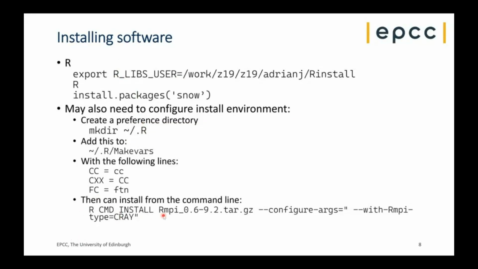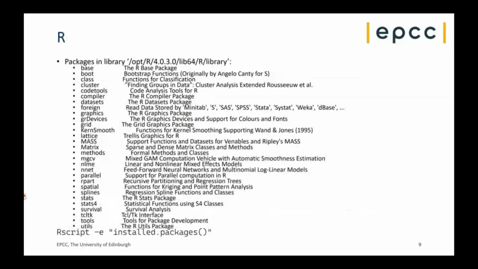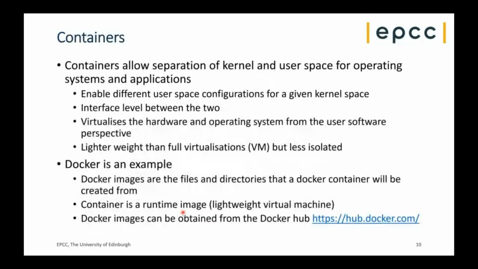So here's an example of installing Rmpi. I can specify some configuration arguments, and it picks up the right compilers here. By default, in the R that was already installed, there's a bunch of libraries already available for you. So these are ones installed. You can actually look at that yourself by running Rscript -e followed by installed.packages like this.